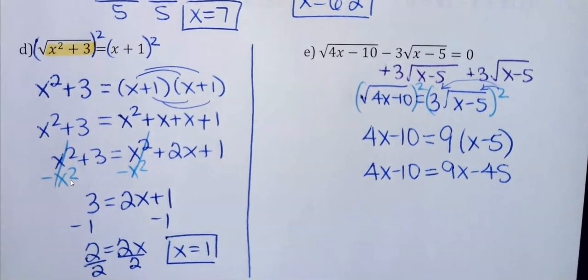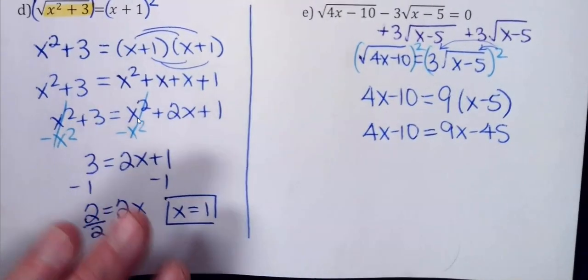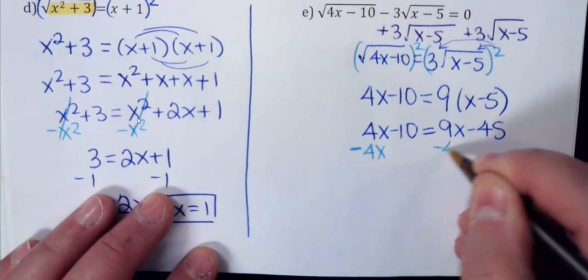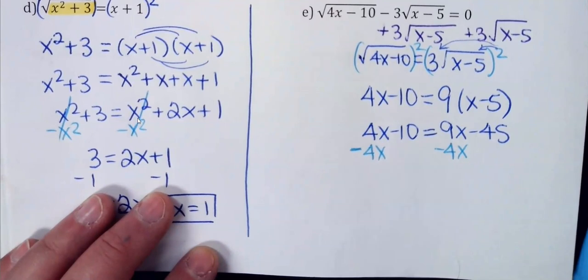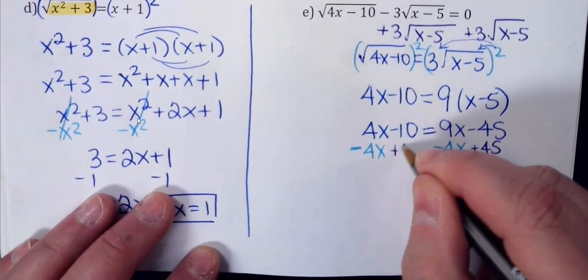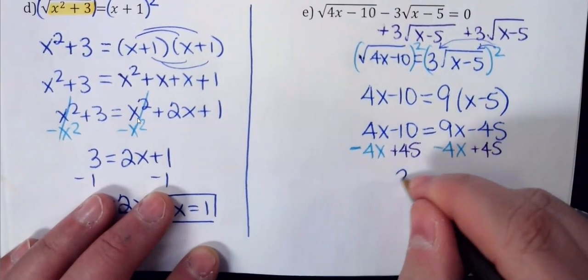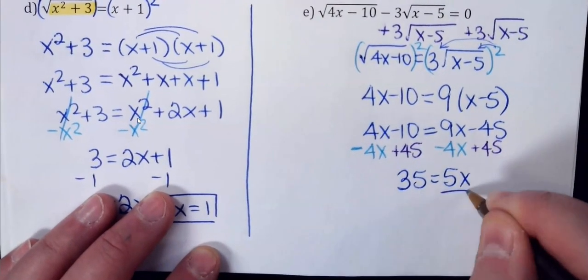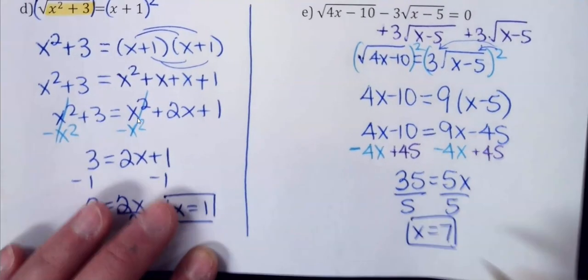And then however you want to do this, there's multiple ways to solve. I like to try to keep my variable positive if I can. So if it was me, I would subtract 4x from both sides, and I'm just going to do this right in the same step. I'm going to add the 45. That'll move all the numbers to one side and all the variables to the other. So I'd get 35. 9x minus 4x will give you 5x. Divide by 5, and x is going to be 7.